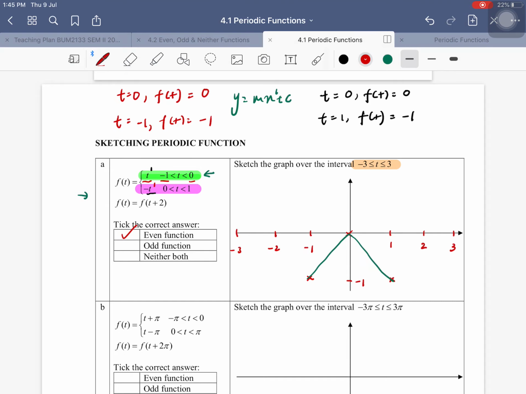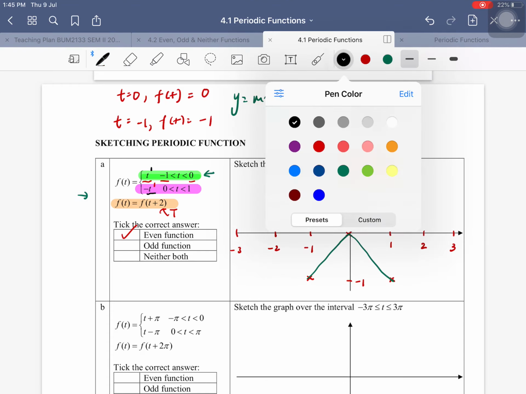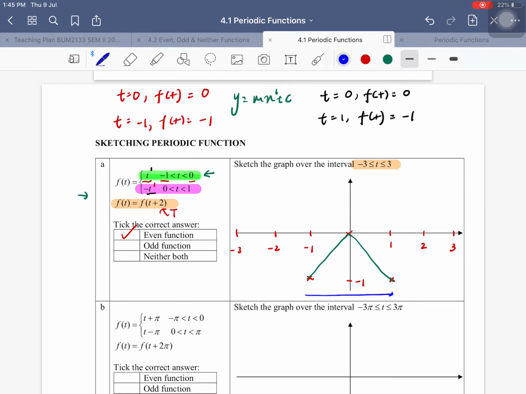And I know that from what's given in the function right here, the period value is going to equal 2. So meaning that every 2 units distant, it is going to be a new cycle. And where is the 2 units distance? So I'm referring to this one. So from -1 to 1, that is 2 units distant, that is going to be one cycle. From 1 until 3, there's supposed to be another cycle. And from -1 until -3, I'm going to end up with another cycle.